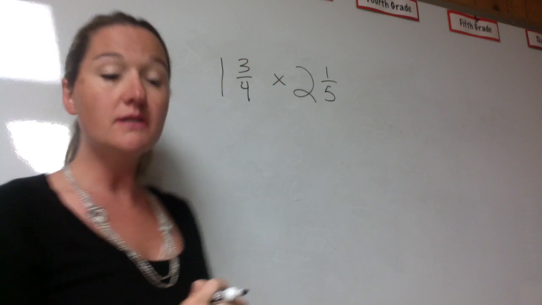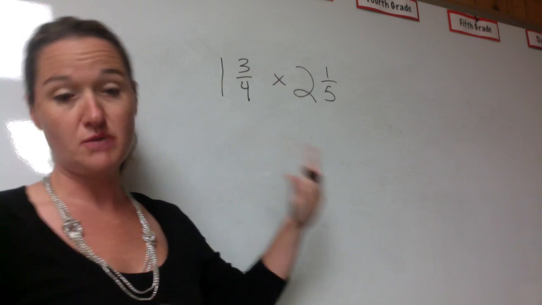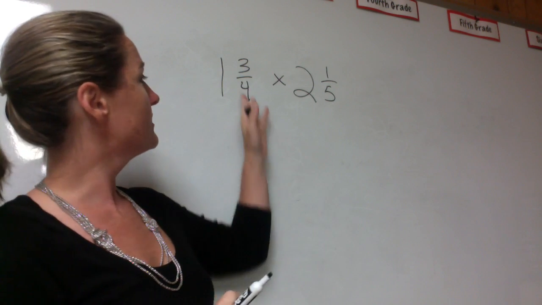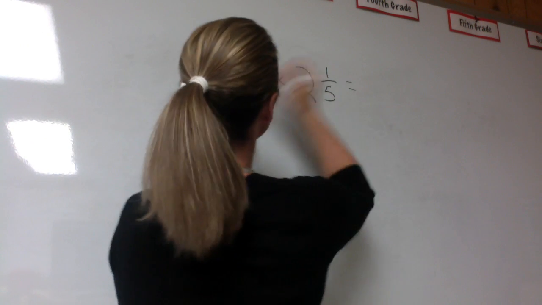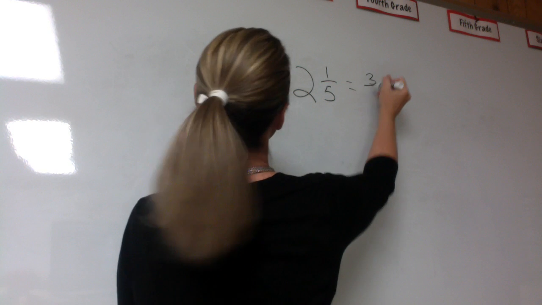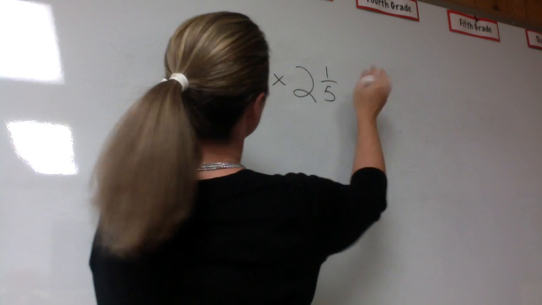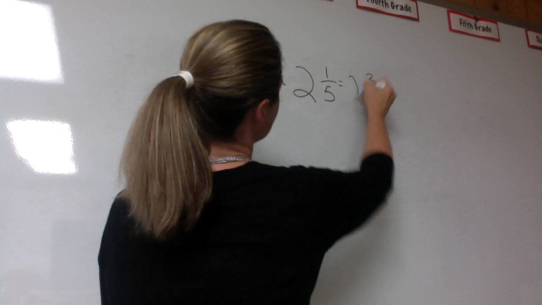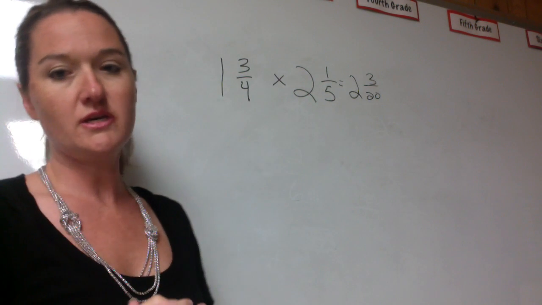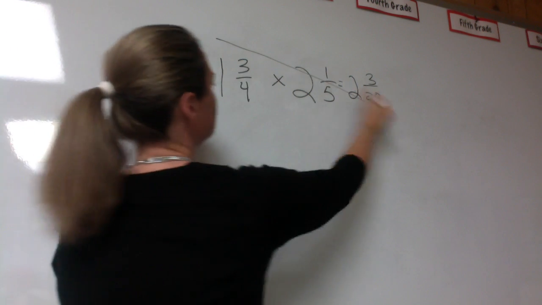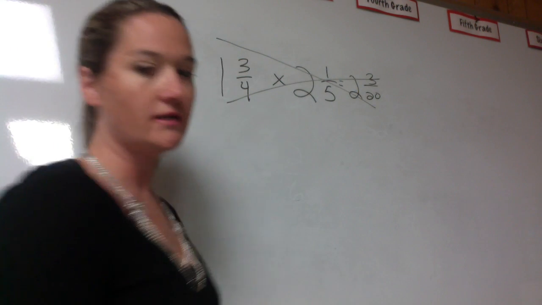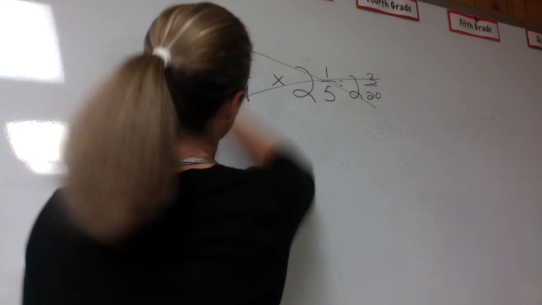Now I'm going to tell you the most common mistake kids make is they say, oh, okay, I'm going to multiply 3/4 times 1/5. All right, that's 3 over 20, and then I'm just going to go ahead and multiply those whole numbers and get 3 over 2 or 20. Okay, don't do that. That is not the right way to do it. Okay, so let's try this again.